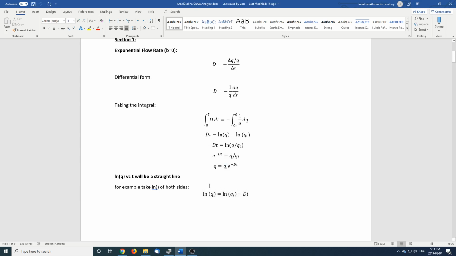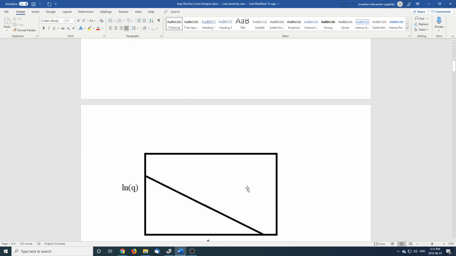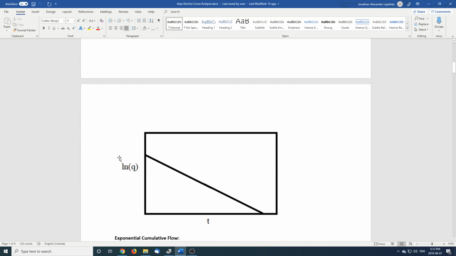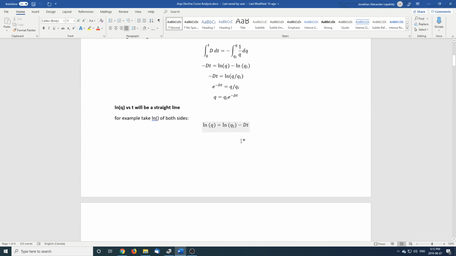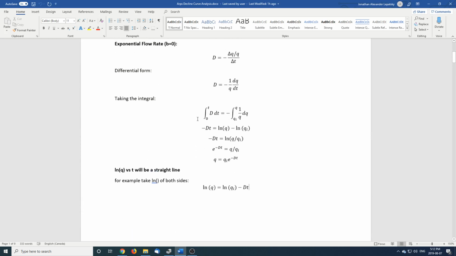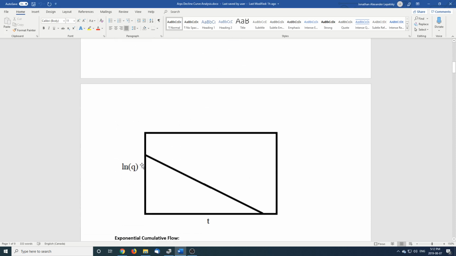All right, so if you look at this equation, if you plot log Q versus time, you should get a straight line with a slope of minus D. So maybe something like this. Here's your log Q, here's your t, and you get the slope minus D. So that's for the exponential relationship where you're plotting log Q versus t.